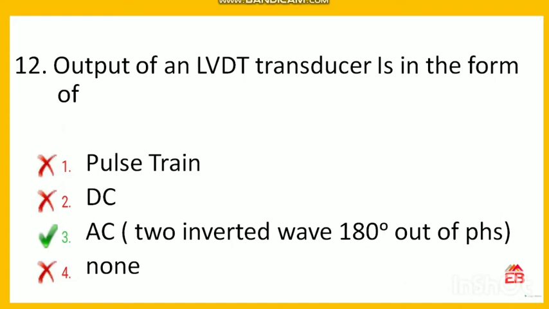As you know, an LVDT has two secondary windings. So we have two AC outputs which are inverted with a phase difference of 180 degrees. So two inverted waves, 180 degrees out of phase. The difference between the two outputs will be 180 degrees. So option 3 is correct.